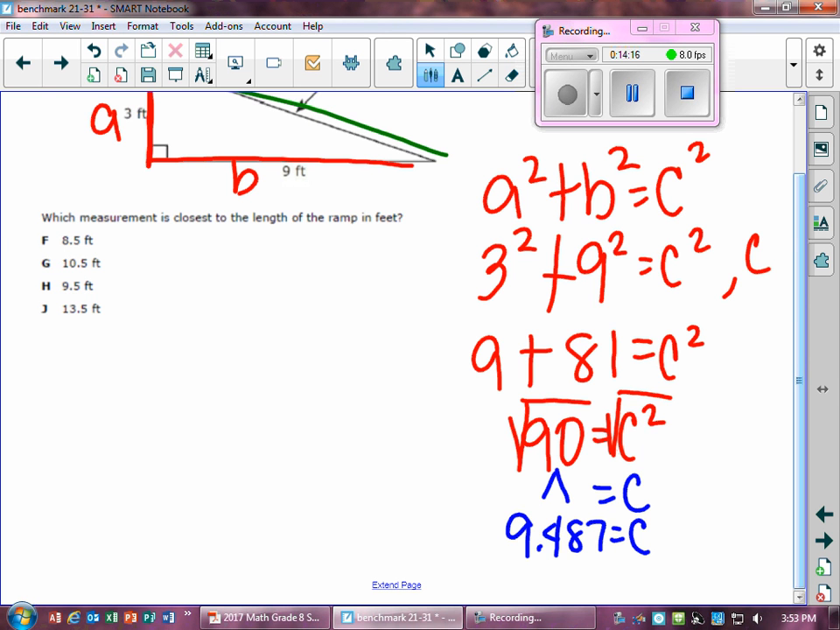Looking at my answer choices, I have 8.5. Well, hello, that's way too small. My whole number is a 9. We have 10.5, that's too high. Then we have 13.5, that's way too high. But I have a 9.5, which is not exactly 9.487, but remember, it wants the closest. I can round up, so 9.487 rounds up to 9.5. So my answer choice is H.